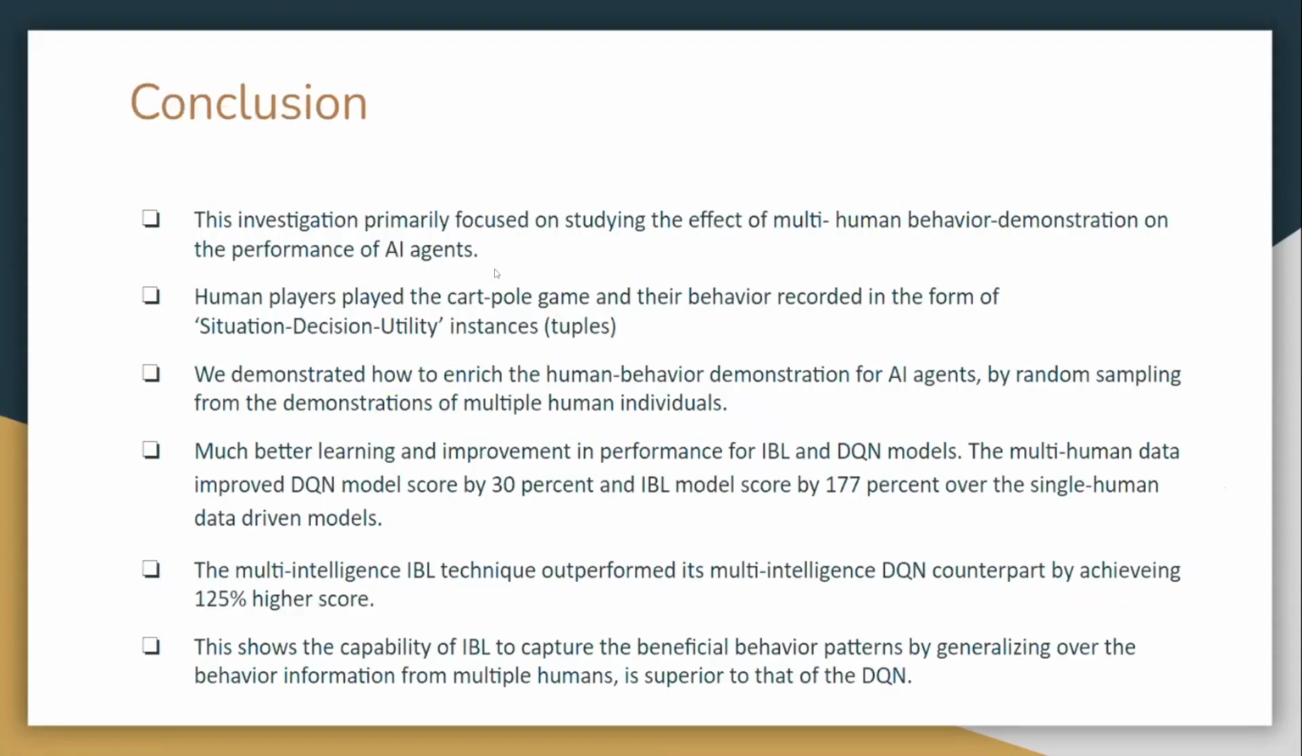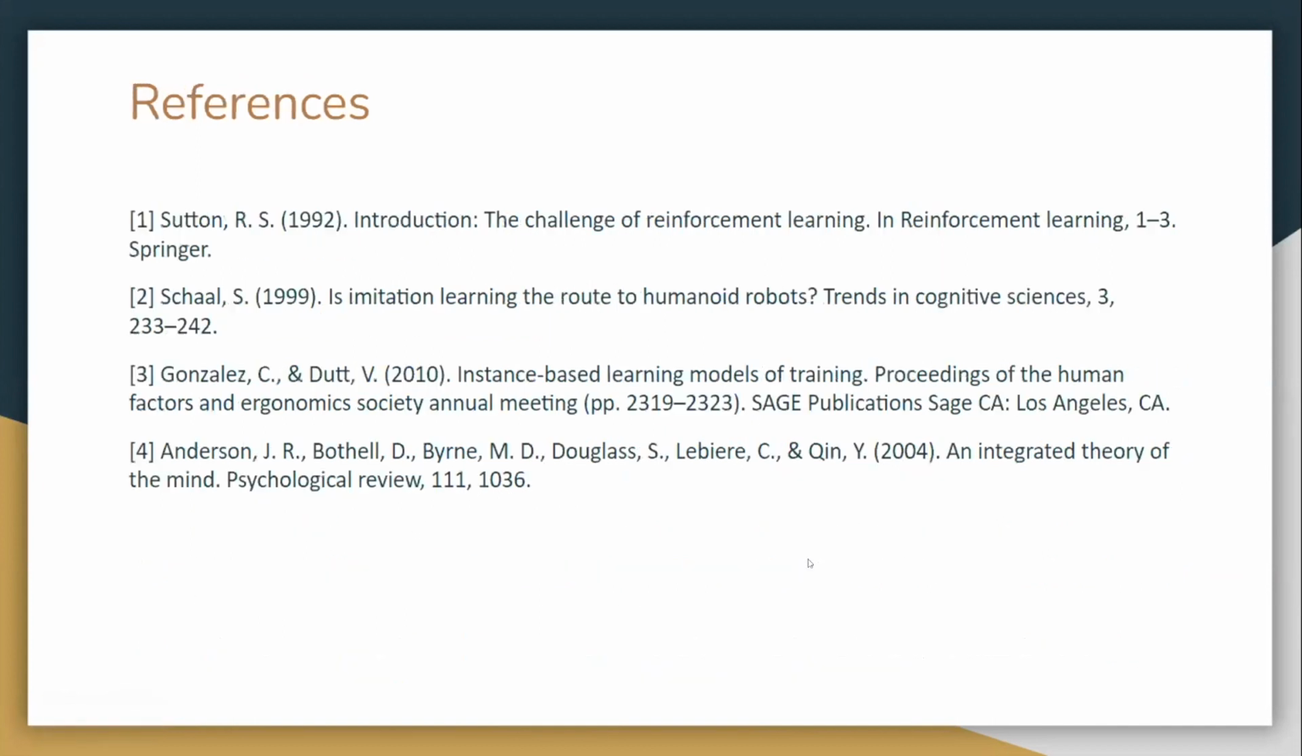So to conclude this study, we focused on studying the effect of multi-human behavior demonstrations on the performance of AI agents. Human players played the cartpole game, and we recorded their behavior in the form of situation, decision, utility instances. We used random sampling to create a collective data set from multiple humans' data. In both the models there was an improvement in performance, whereas IBL performed much better than DQN for multi-human data. So that would be all.